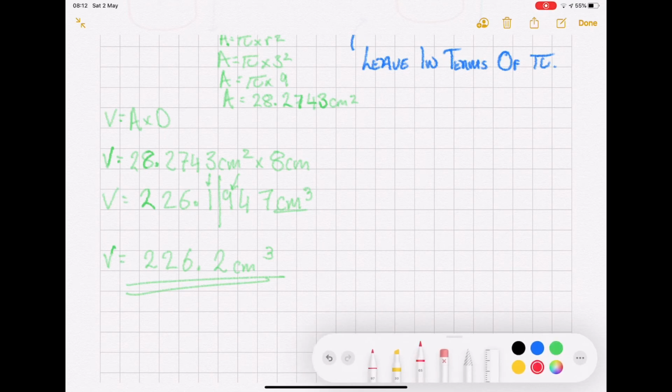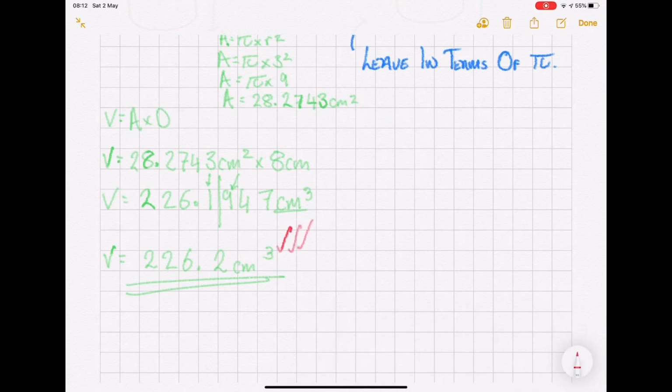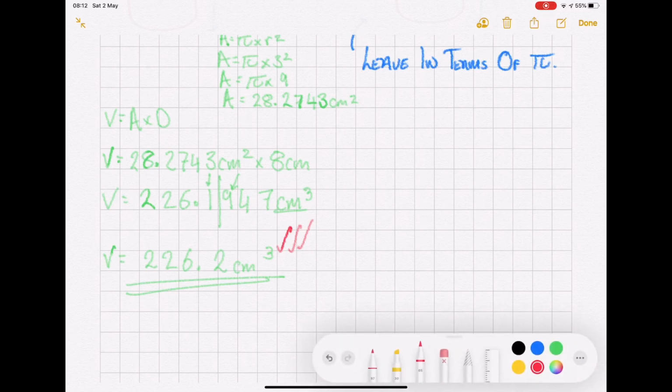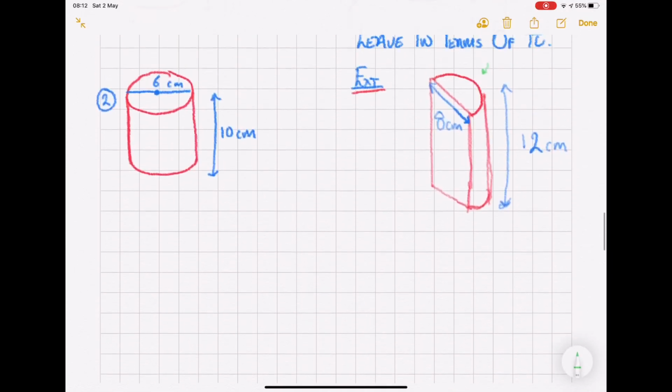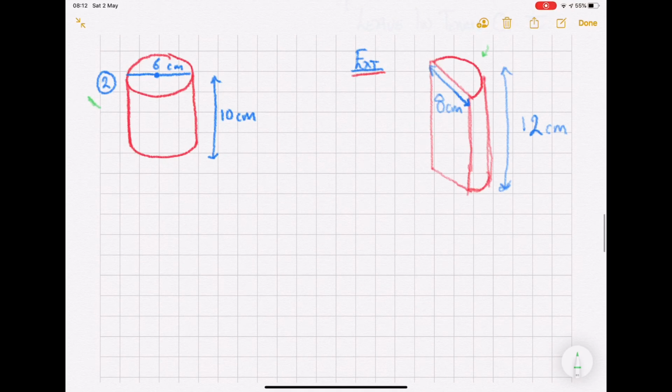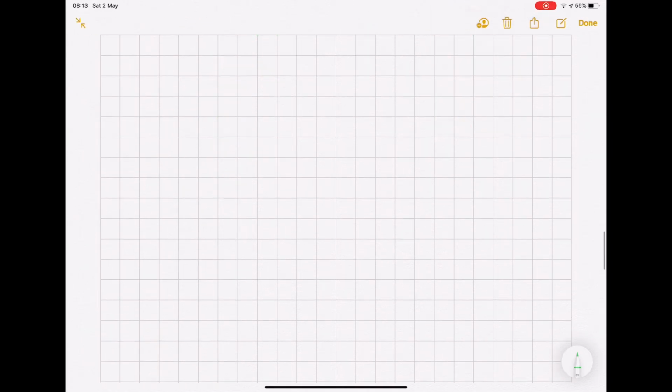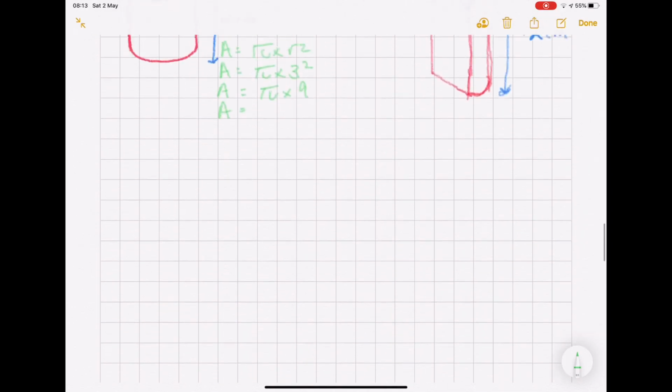If you got that, fantastic. Give that some ticks. Well done. Okay, let's have a look at the second question. So, second question is this one here. First things first, radius, diameter. We know our diameter this time, so 6 centimeters. So our radius is 3 centimeters. Okay, so area equals pi times by r squared, pi times by 3 squared, pi times by 9. Just going to look down here because it was 28.2743 centimeters squared.